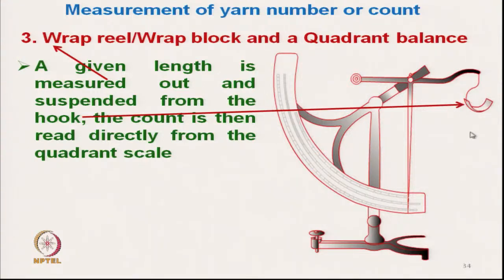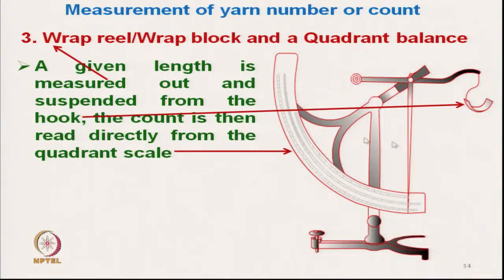And a specific mass is available here to balance. It works on a beam balancing system, and the count is then read directly from the quadrant scale. This is the quadrant scale. So, once we put the yarn here, this needle will get deflected.